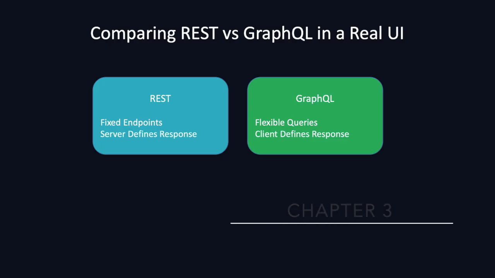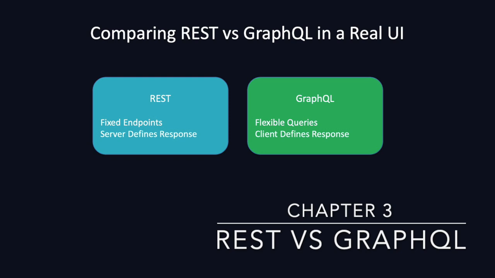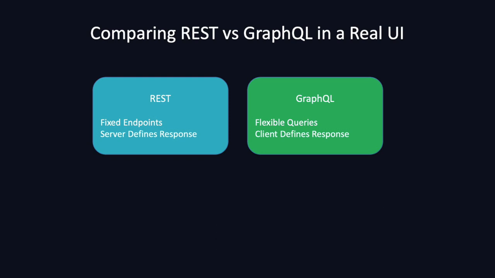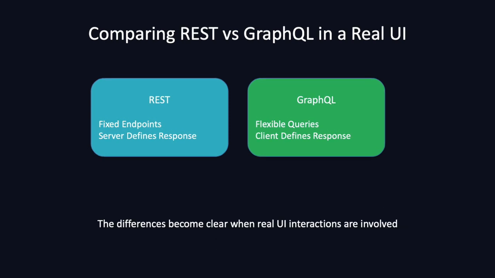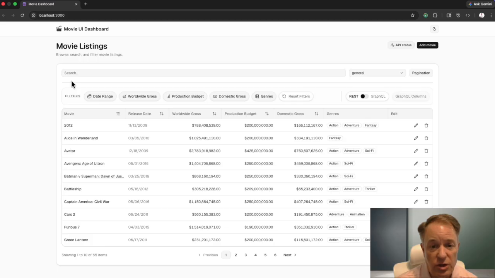One of the main goals of this project is to compare REST and GraphQL in a real application, not just conceptually, but in how they behave under actual UI interactions. Both approaches solve the same problem, getting data from the server to the client, but they do it in a fundamentally different way. The difference becomes very noticeable once you start building complex UIs. Now let's look at how this behaves in a real application.